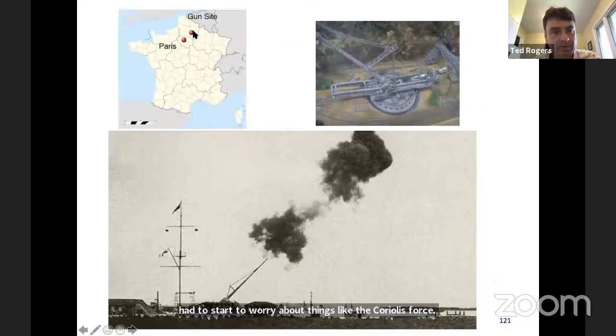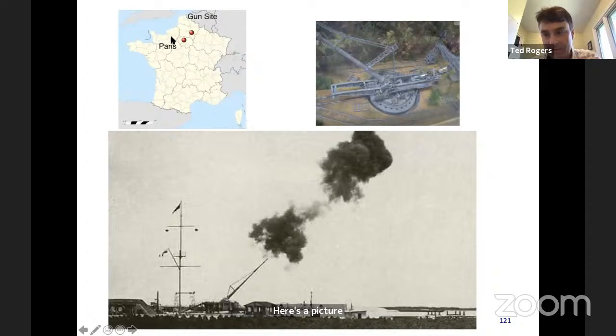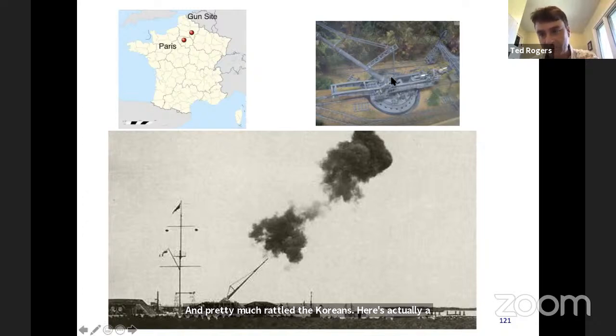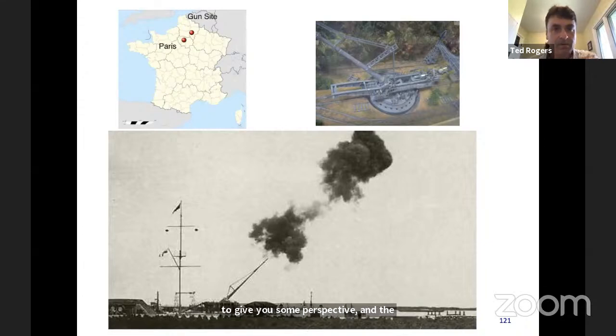To get some perspective on that, here's a picture of France I took from Wikipedia, and then Paris and the location of the gun. So they actually had a cannon that shot all the way over there and pretty much rattled the Parisians. Here's a scale model, not an actual photograph of a gun like this, with the trees and stuff to give you some perspective. And the shells were about 234 pounds, so it'd be kind of like firing a bunch of college football players at Paris.